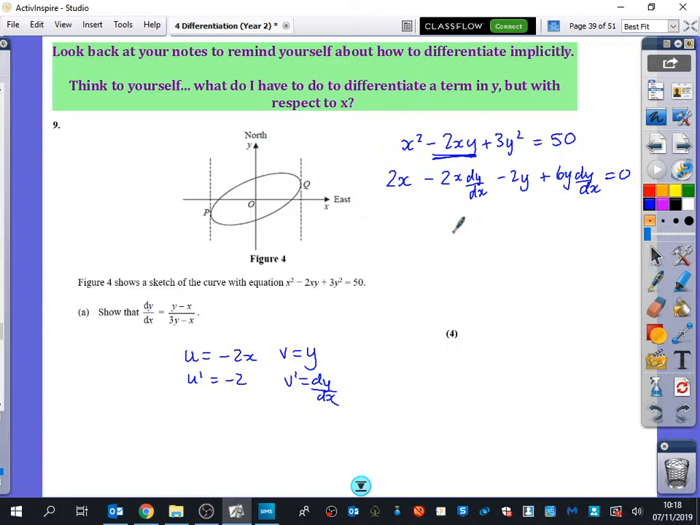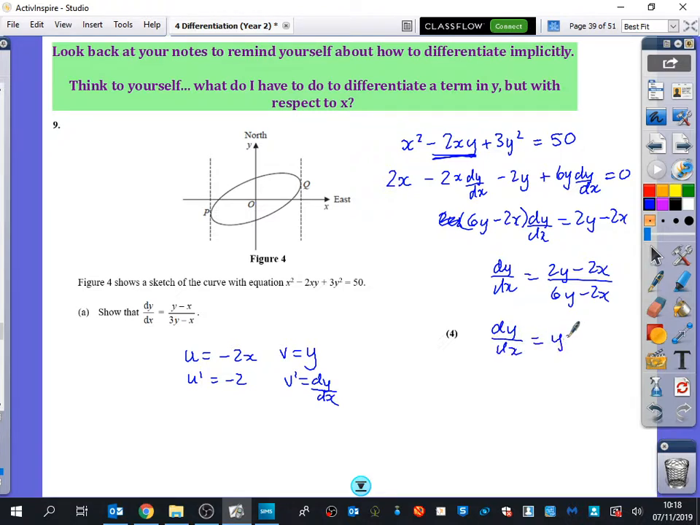So keep the dy by dx on that side. You kept them on this side, okay. So you got 6y minus 2x dy by dx equals 2y minus 2x. So then you get dy by dx is 2y minus 2x over, and then divide everything by 2. So you get y minus x over 3y minus x.